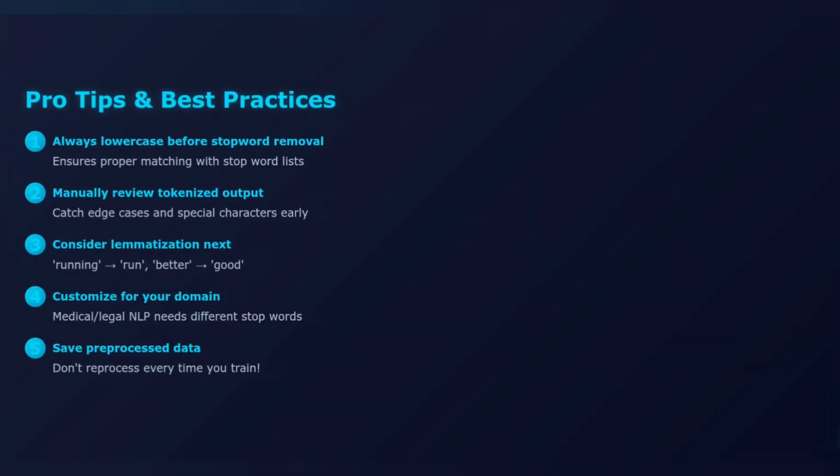Before we wrap up, here are my top tips from real-world experience. Tip 1. Always lowercase before stop word removal. I've seen so many beginners miss this. Tip 2. Manually review your tokenized output on a sample. You'll catch edge cases and special characters. Tip 3. Consider lemmatization after tokenization. This reduces words to root forms, like running becomes run, better becomes good.